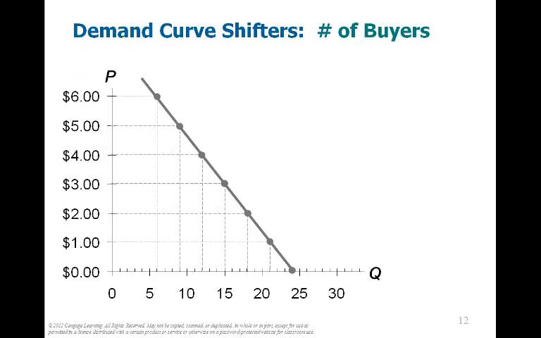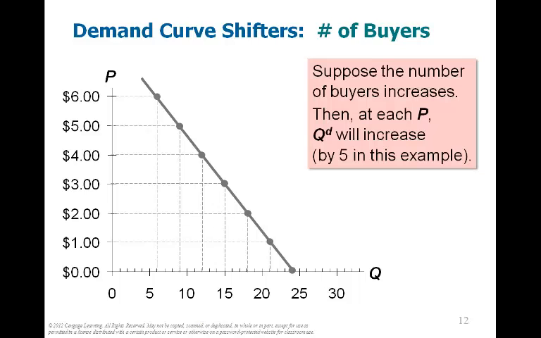So for instance, if we have our original market demand curve, if we add in another person who buys, say, 5 lattes, right, that'll increase the number of lattes bought by 5 at each hypothetical price. So an increase in the number of demanders or buyers would shift the whole curve to the right. And a decrease in the number of buyers would shift the whole curve to the left.